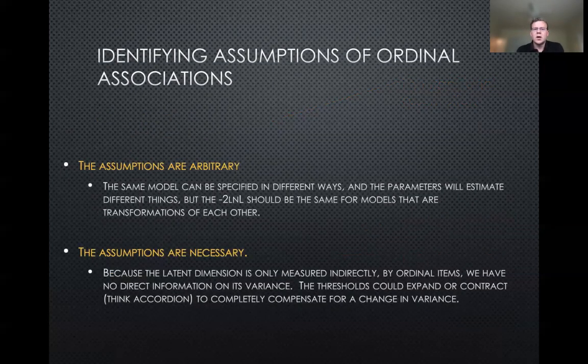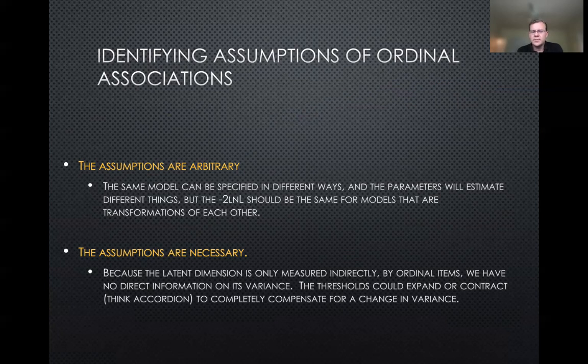Okay, so we've made assumptions about the ordinal associations. It's important to reiterate that the assumptions that we've made are arbitrary. The same model can be specified in several different ways, and the parameters that we estimate will have different values, but the negative two log likelihood should be exactly the same for models that are transformations of each other. If you're making slight differences in the estimates of the variance, then there will be slight differences in the model fit, but those model fit differences are typically very trivial.